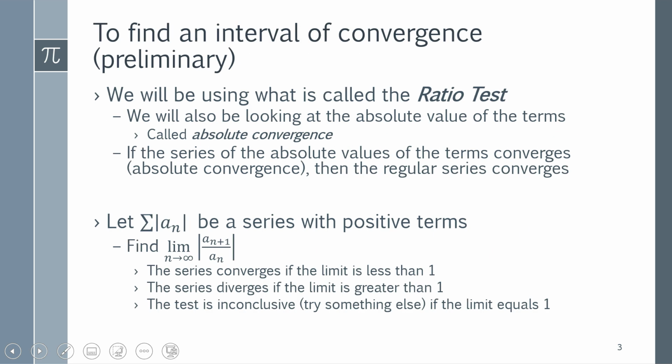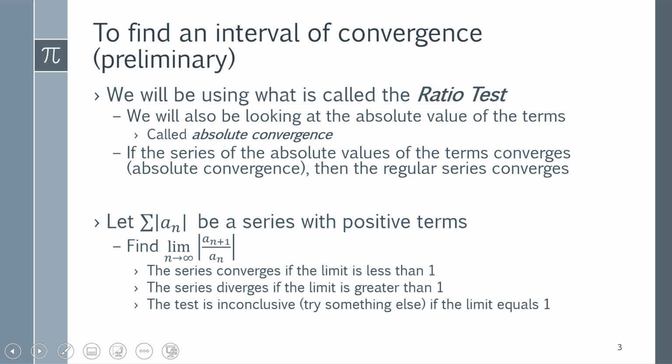So to find this preliminary interval of convergence, we're going to be using what's called the ratio test. And the ratio test is specifically set up to look at the absolute value of our term. So even if we have an alternating series, what we're going to be looking at is always positive. And this is what's called absolute convergence, which is a good thing for us because if the series of absolute values of terms converges, then the regular series has to converge. So it's actually really strong, and it's something we want to have happen with a series.